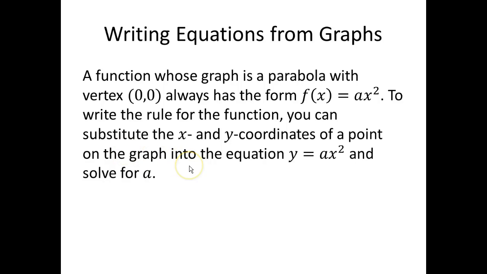Okay, next thing we're going to look at is how can we write an equation for a quadratic function if we're given the graph of the function. The way we do it is this. A function whose graph is a parabola with a vertex at 0, 0 always has the form f of x equals ax squared. Now, what we basically need to do is figure out what this coefficient a is for the particular function that we're looking at. To write the rule for the function, you can substitute the x and y coordinates of a point on the graph into the equation y equals ax squared and solve for a.